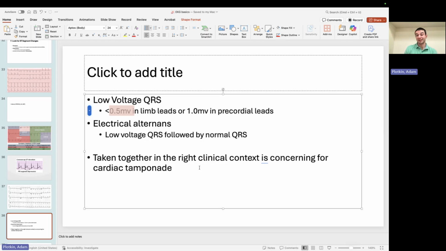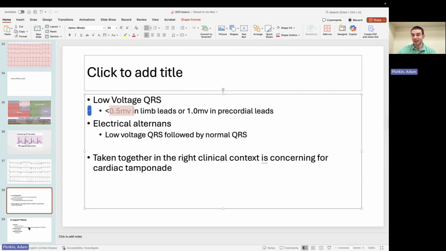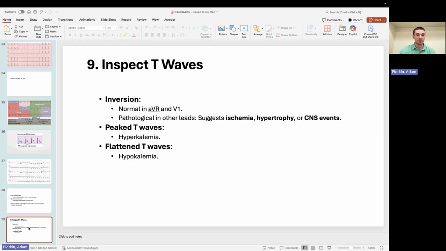Usually tamponade happens after you have pericardial effusion or pericarditis. It can, maybe you don't know enough about the patient, right? Maybe the patient just presents to the ED and you have no idea. So you've got to be on the lookout for it. So think about that Beck's triad, and then the low voltage QRS plus electrical alternans.